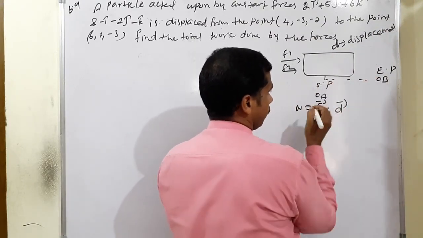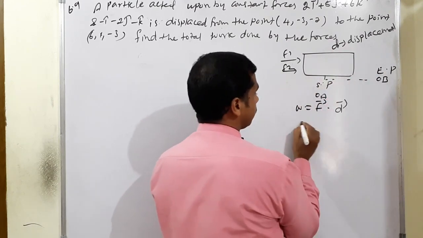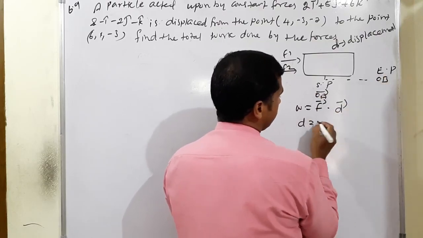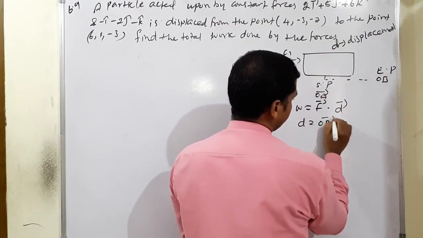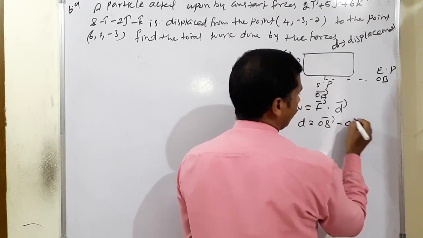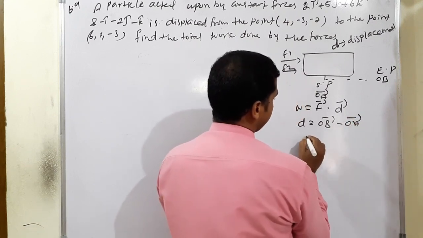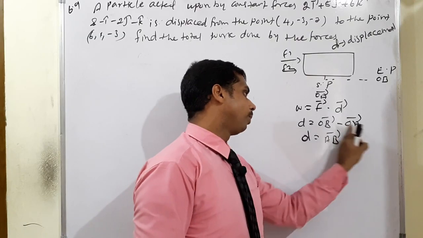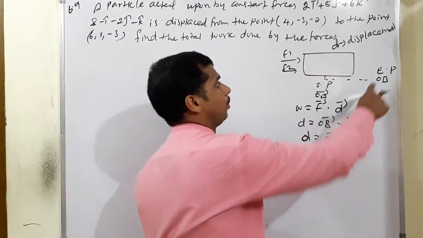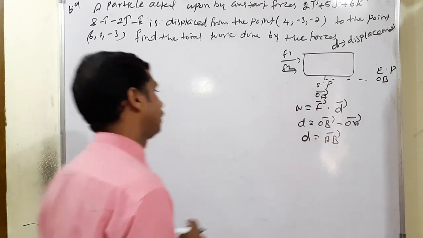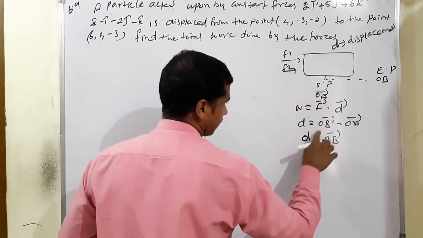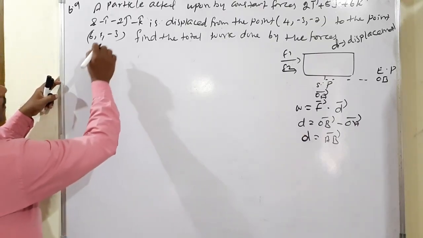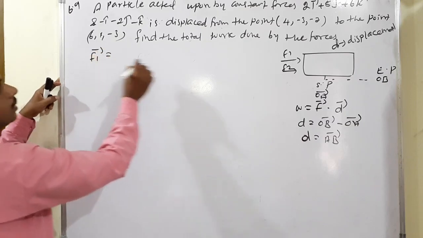Now, how to find D? Definitely the force moves from the starting point to the end point. So this is OA, isn't it? So OA to OB means D is equal to OB vector minus OA vector, isn't it? Therefore we can write D as AB. What is the meaning? AB is given by the position vectors OB vector minus OA vector, so end point minus starting point. Okay. So F means force, D means displacement, D is OB vector minus OA vector. Now look at there, the first force F1 vector is equal to what is the force?